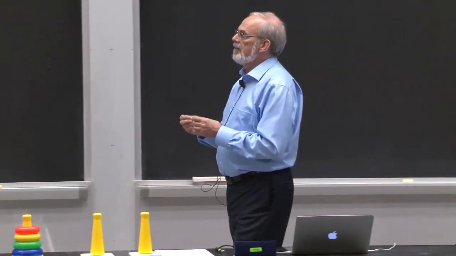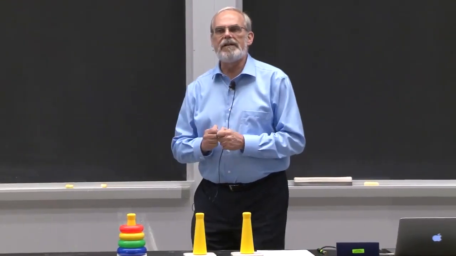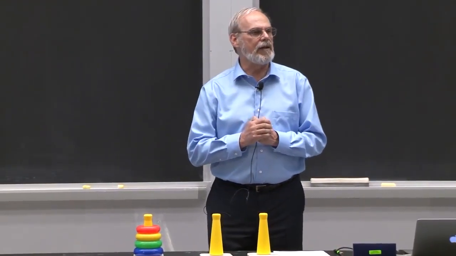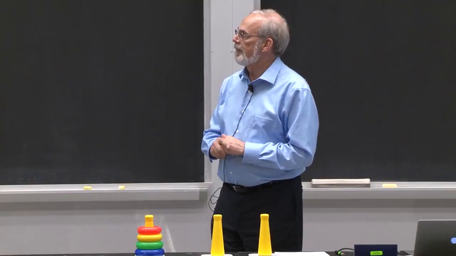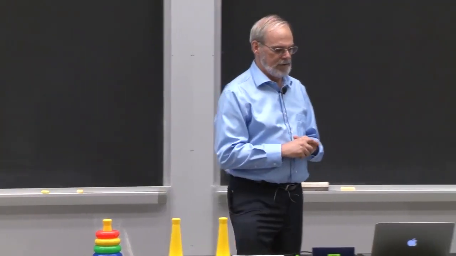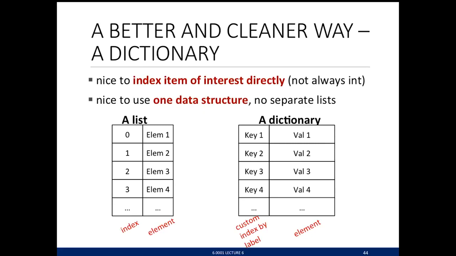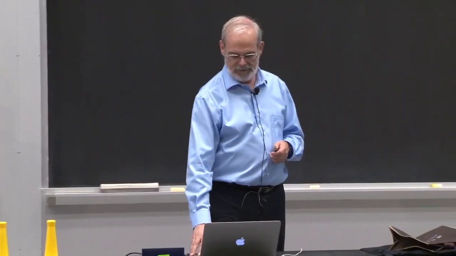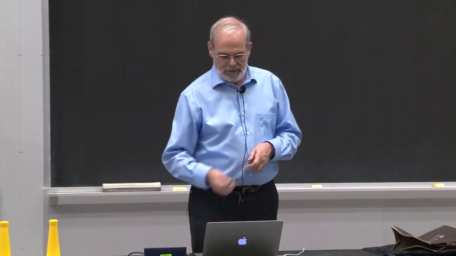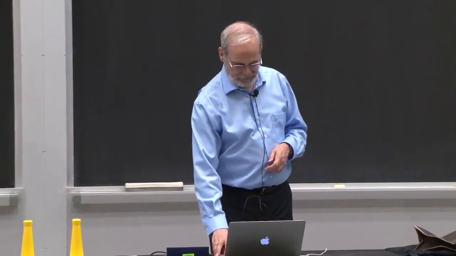So rather than indexing on integers, I'd like to index directly on the item of interest. I'd like to say, where's Anna's record? And find that in one data structure. And so whereas a list is indexed by integers and has elements associated with it, a dictionary is going to combine a key, or if you like, a name of some sort, with an actual value. And we're going to index just by the name or the label as we go into it. So let me show you some examples.